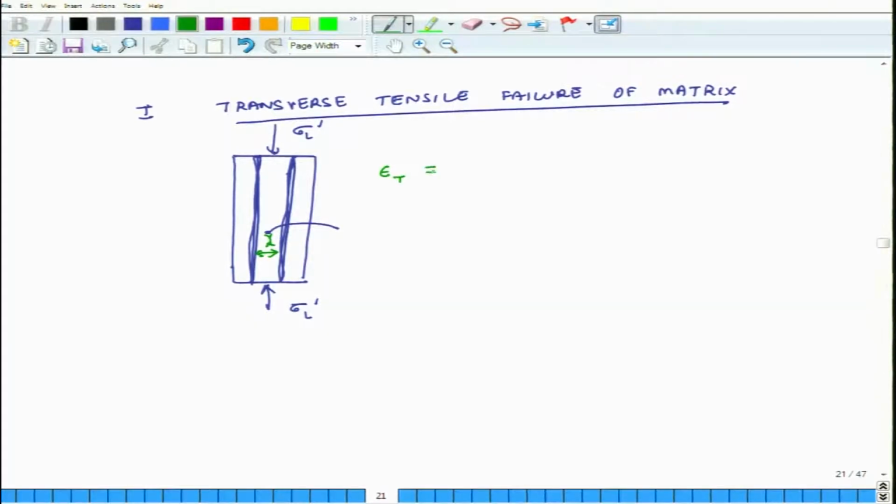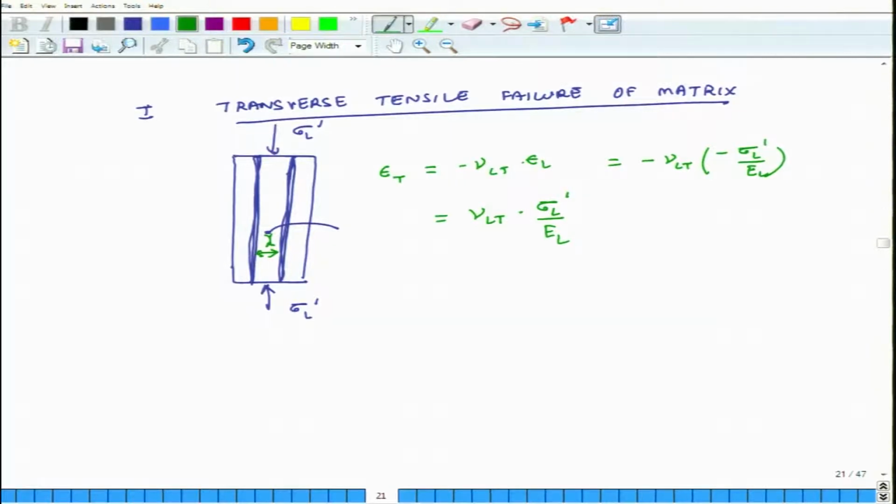Epsilon T is equal to minus nu T L times epsilon L, right. And what is epsilon L? This will be equal to minus nu L T times negative of sigma L prime divided by E L. Why is sigma L prime negative? Because it is compressive in nature. So, the transverse strain will be nu L T times sigma L prime by E L.